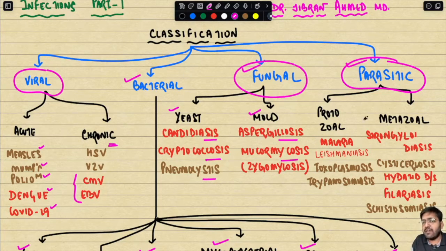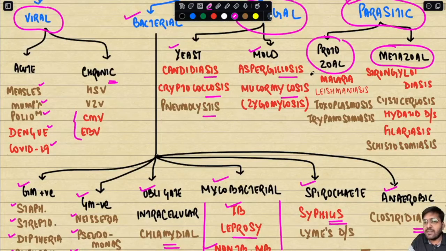Now, under the parasitic infections, we have protozoal infections as well as metazoal infections. Under protozoal infections, malaria is very important. Leishmaniasis again is very important. Other infections include toxoplasmosis and trypanosomiasis. Under the metazoal infections, we have strongyloidiasis, cysticercosis, hydatid disease, filariasis, schistosomiasis.